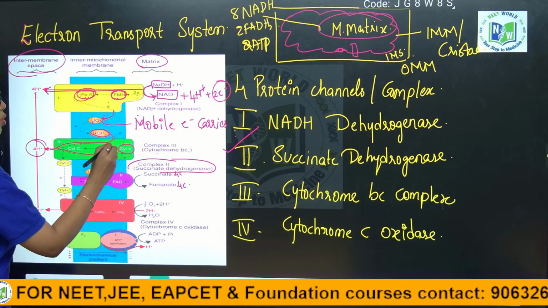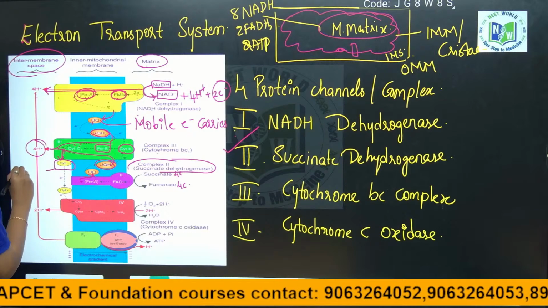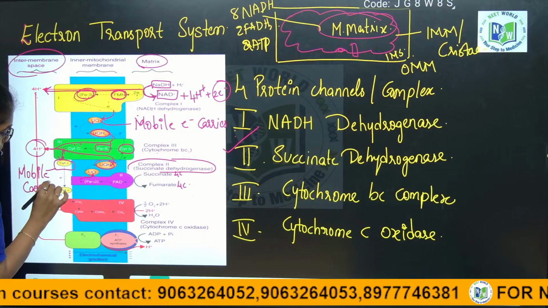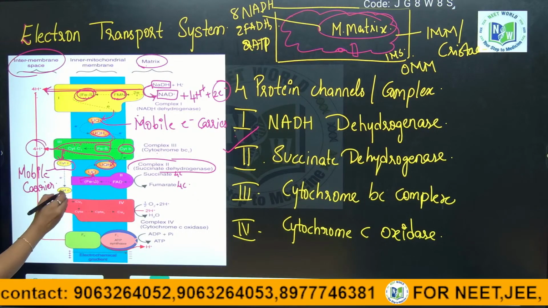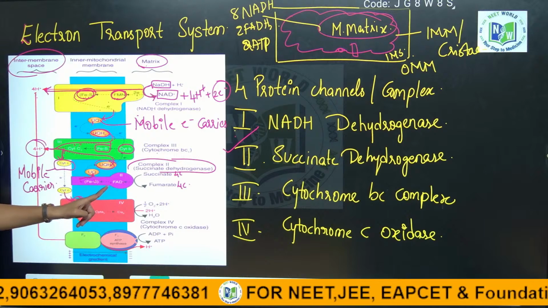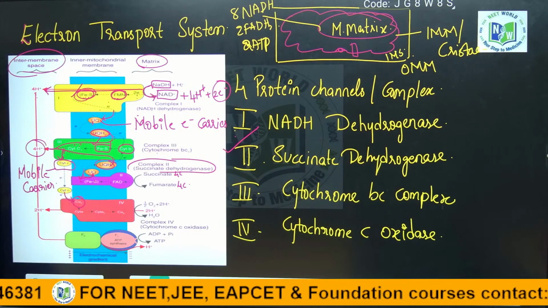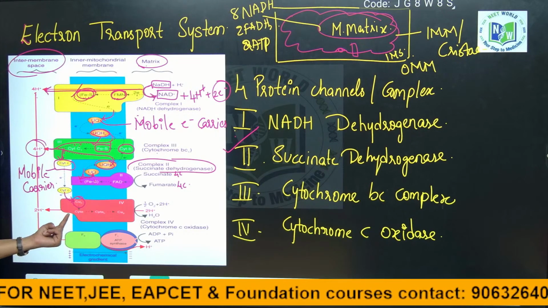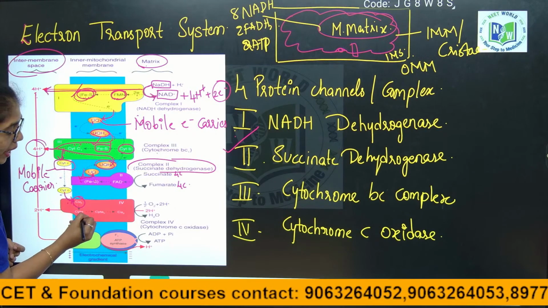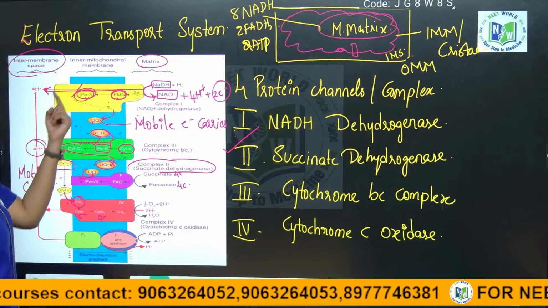From cytochrome B to the ferrous sulfur complex and cytochrome C. Cytochrome C is again a mobile electron carrier. This mobile electron carrier submits the electrons to the copper molecule. In the first 3 complexes, the molecule present is the ferrous sulfur complex. In complex 4, the ions present are copper ions and cytochrome A and A3. Here 2 electrons are transferred. What is the electron channel?